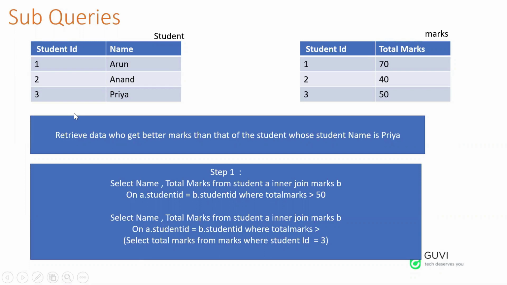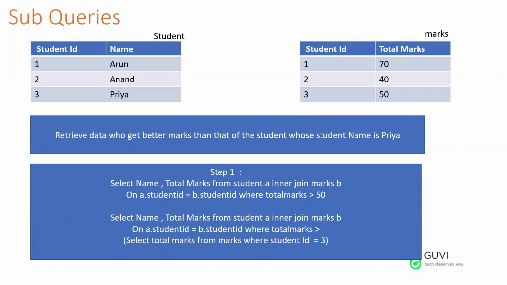We have been asked to retrieve the data where Priya got 50 marks. Who all got more marks than Priya? So we have been asked to write a query to retrieve this data. Let's see how we do it. We know that Priya got 50 marks, so we want to retrieve the students who got more marks than Priya.